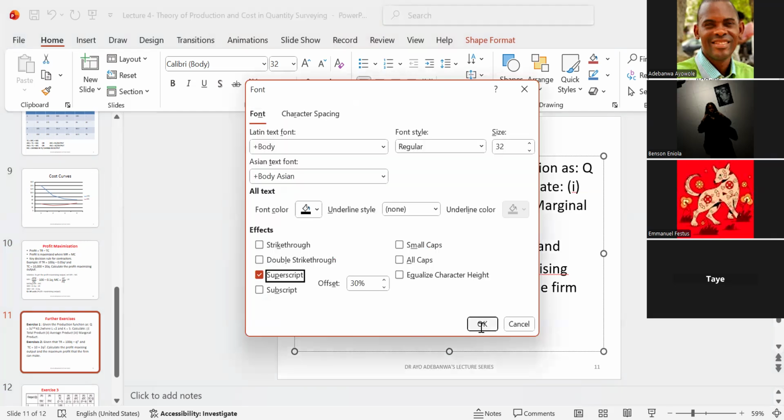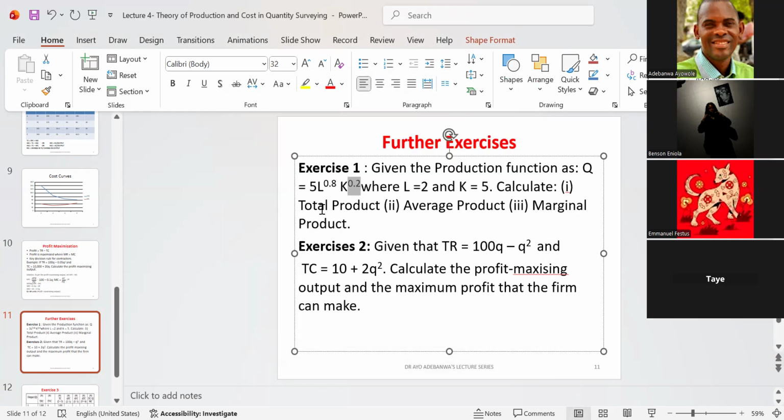Okay. So if you have this as the equation now, which I've just done, where L is equal to 2 and K is equal to 5, calculate total product, average product, and marginal product. Exercise 2. Given that TR is equal to 100Q minus Q squared and TC is equal to 10 plus 2Q squared, calculate the profit maximizing output and the maximum profit that the firm can make.